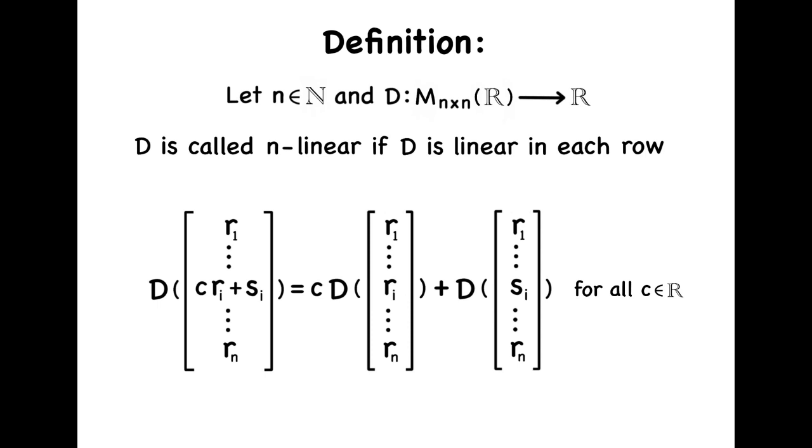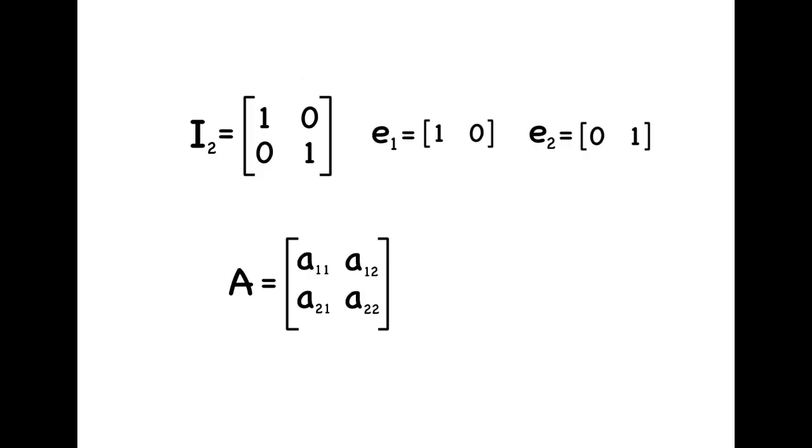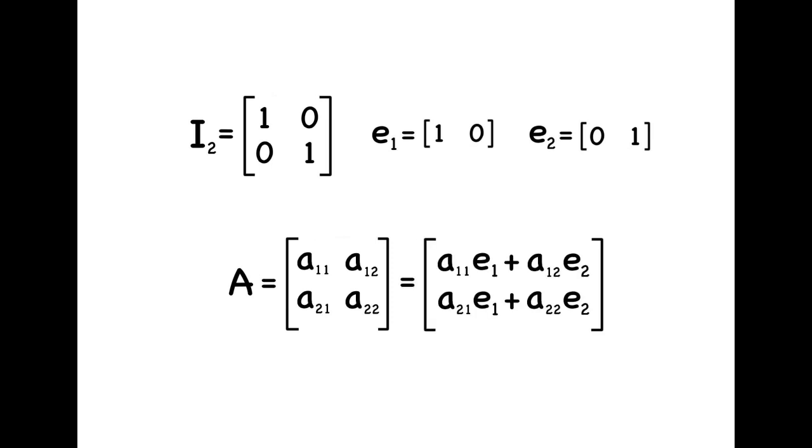Let n be a natural number and D be a function from the set of all n by n matrices over R to real numbers. We say D is n-linear if D is linear in each row. That is, in each row, D preserves row addition and scalar multiplication. As an example, let's find a 2-linear function in its generic form. Suppose E1 and E2 are the first and second rows of a 2 by 2 identity matrix. Let matrix A be a 2 by 2 matrix over real numbers. Express the first and second rows of matrix A in terms of the rows of the identity matrix.